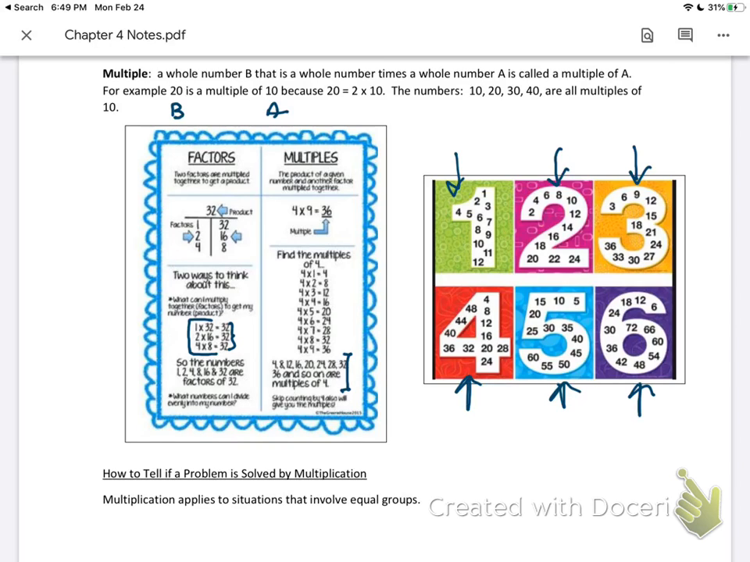So I really like this figure because it gives you a very nice visual representation of what multiples are. What's inside the number are the multiples, and the number itself is the first of the multiples. Okay, so that's also a factor. So that brings us to the bottom of this page. And the last thing they tell us is how to tell if a problem is solved by multiplication. Multiplication applies to situations that involve equal groups. And we'll talk about arrays on the next slide.